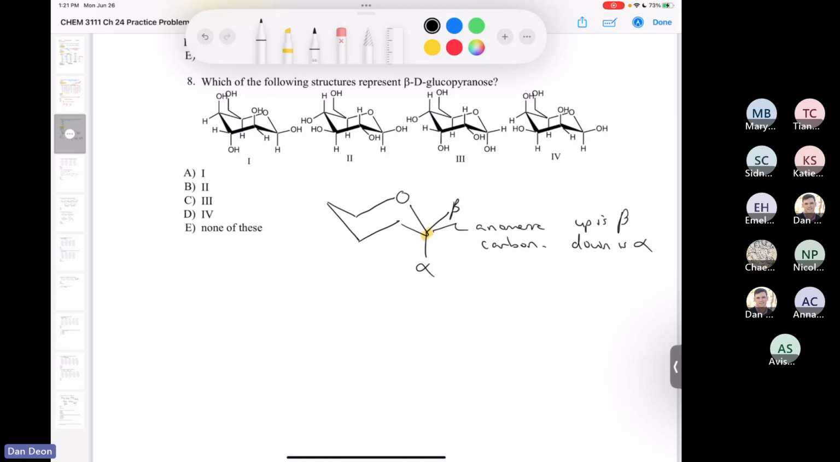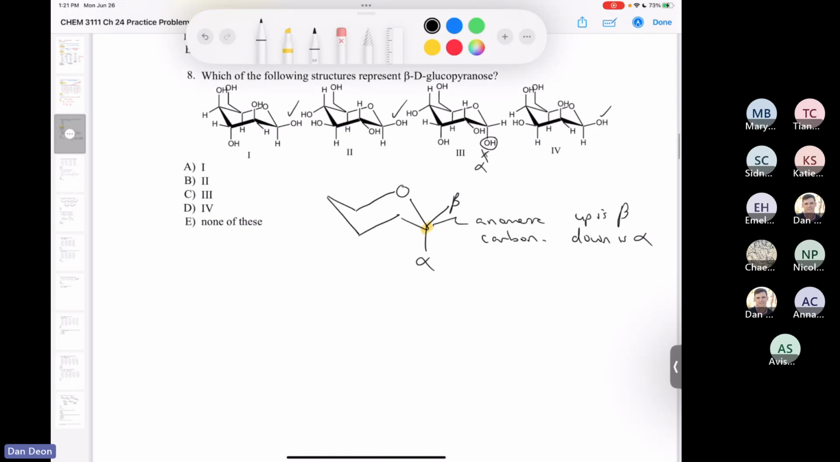All right, so now that we've covered that, if we look at all of these compounds, you see that in the first one, we have the hydroxyl pointing up, so that's beta. This one's beta. This cannot be the answer because the hydroxyl on the anomeric carbon is pointing down, so this is alpha. So that can't be the answer. And on this one, the hydroxyl is pointing up. So now we have to look at the other chiral centers in the molecule and figure out, okay, well, which one is the right compound?